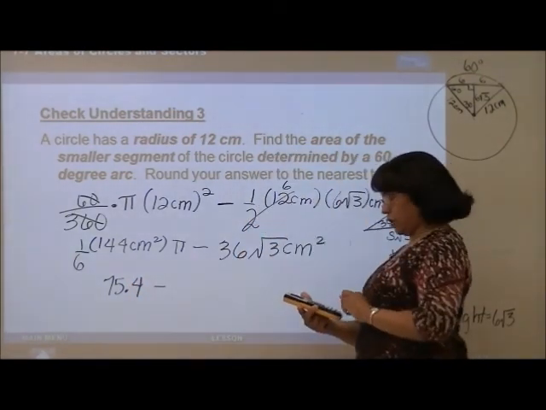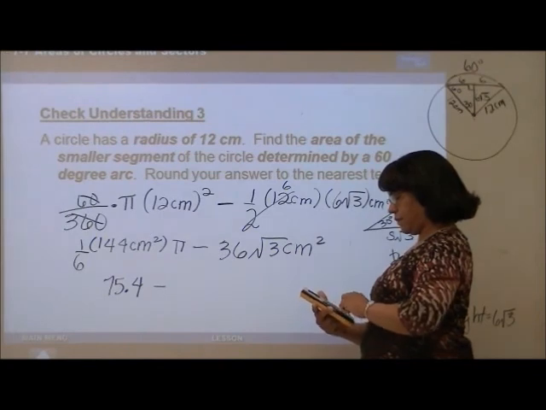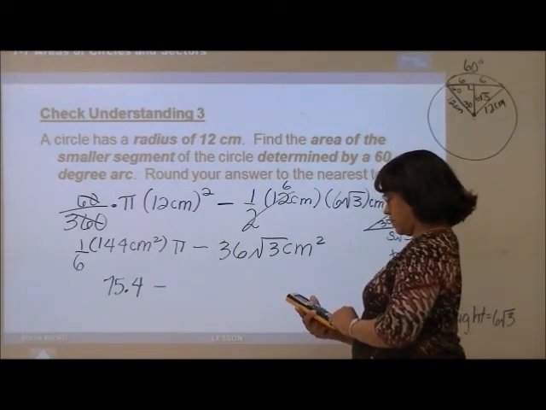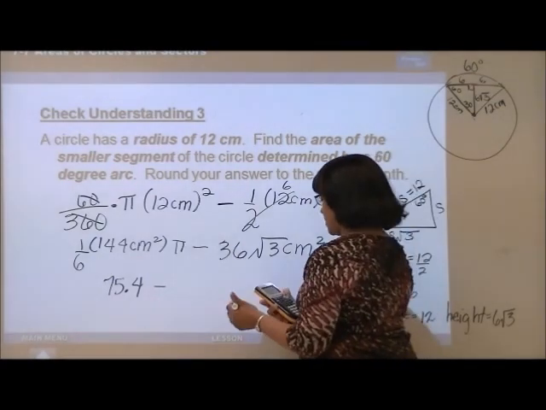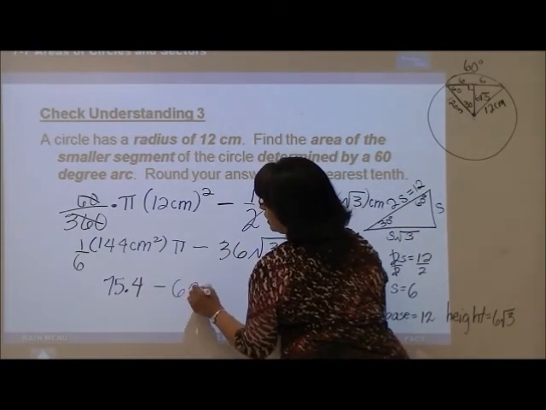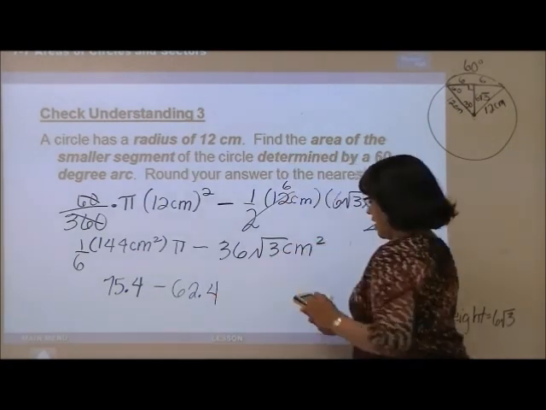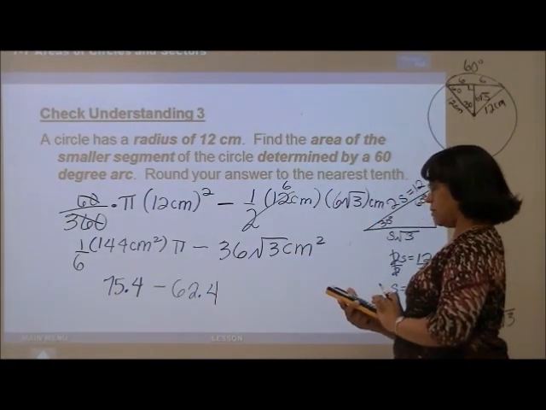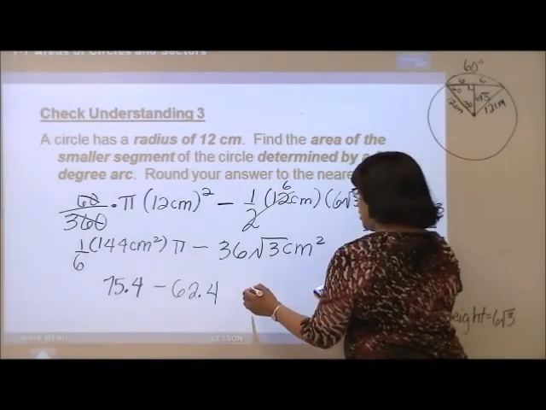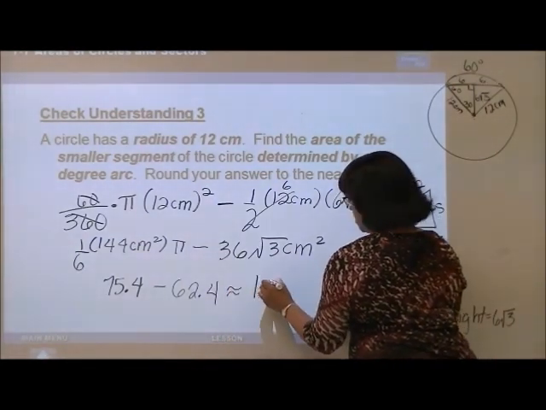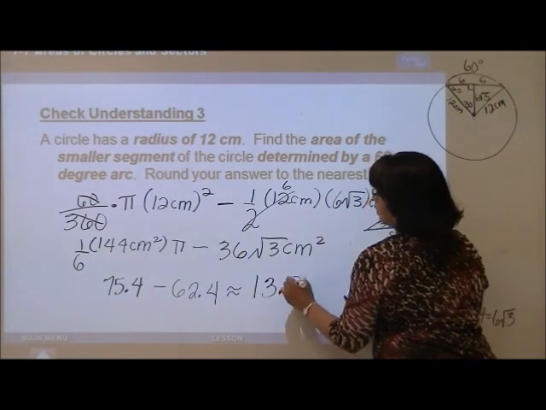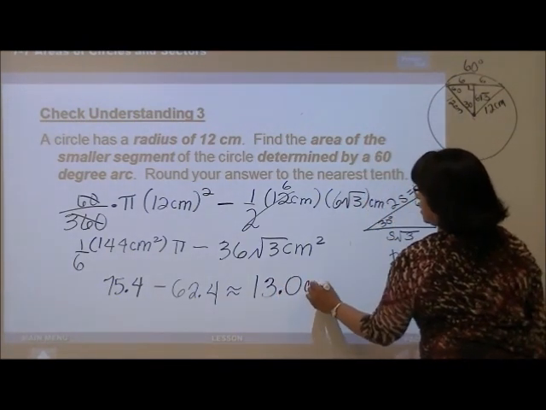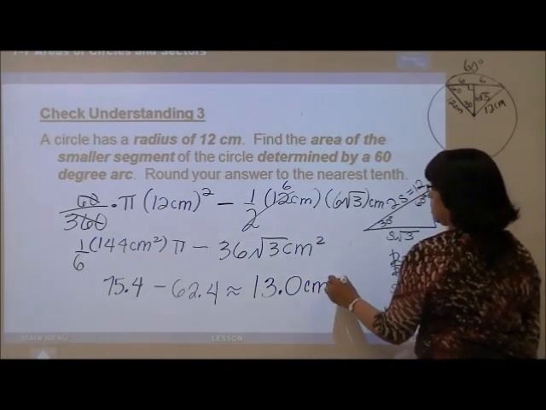Minus, now put in 36 square root 3. And that's approximately 62.4 when you round it. And then subtract. And you get, to the nearest tenth, 13.0. And so the answer, rounded to the nearest tenth, is 13.0 centimeters squared.